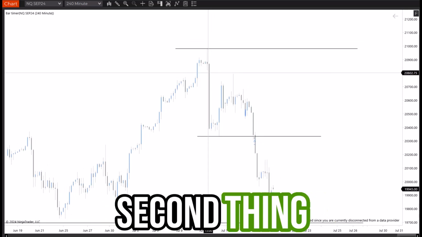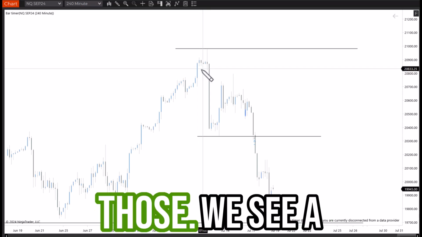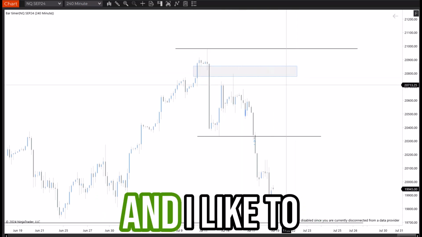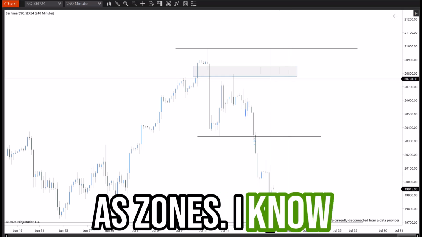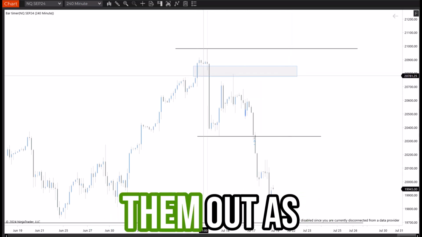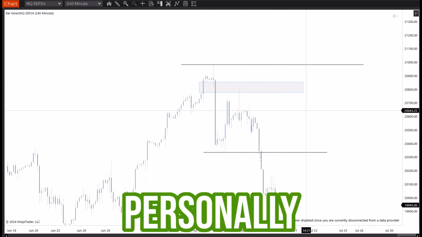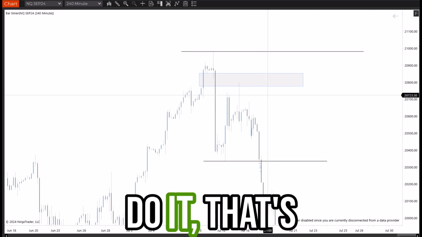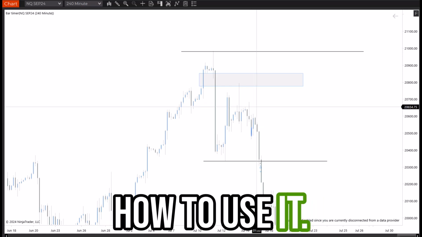So anyways, going back to what we mentioned, we can mark off a few points of interest. The second thing that we spoke about were fair value gaps. We'll mark off those. We see a big fair value gap right over here. And I like to mark off my fair value gaps as zones. I know other people like to draw them out as lines. That's one way to do it. This is a way that I personally found success with. Whatever way you try to do it, that's completely okay and fine. Just stick with it and know how to use it.